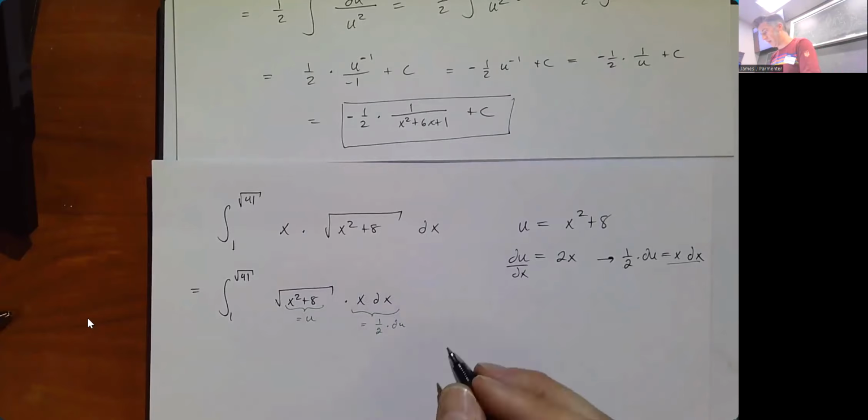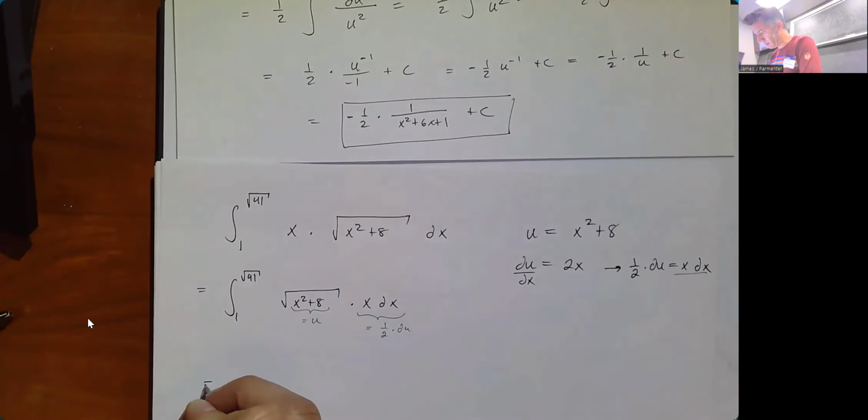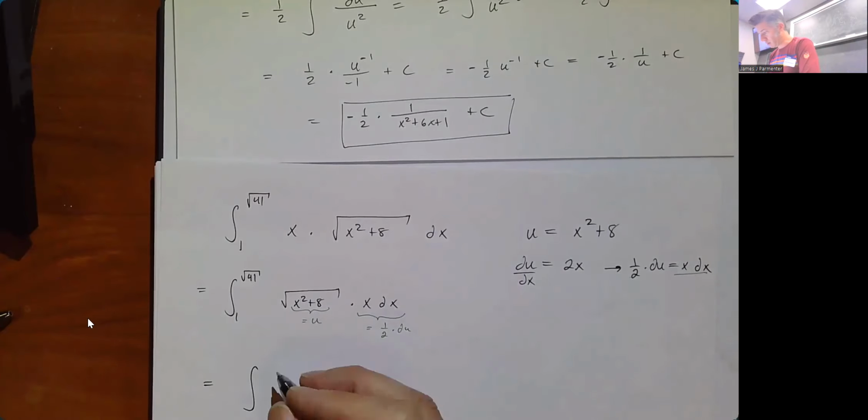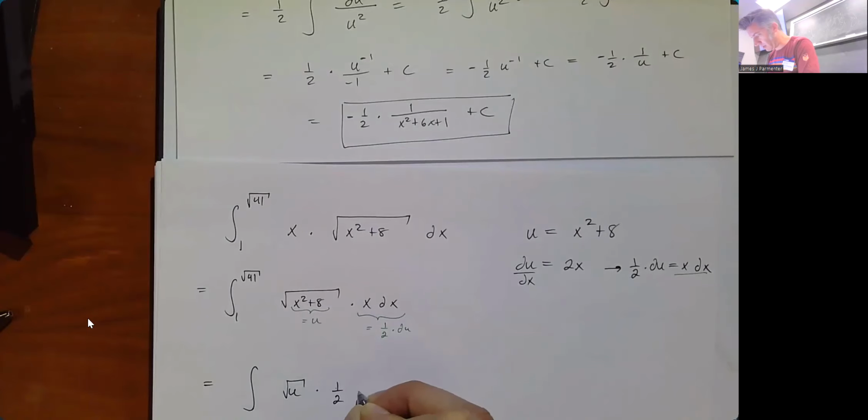So when I rewrite this, and now I'm going to be a little bit careful here. This is going to be the integral of, I'm not going to write my limits of integration yet, the square root of u times 1/2 du. Great, everything has changed to u. Well, not actually everything yet, because I haven't changed my limits of integration.